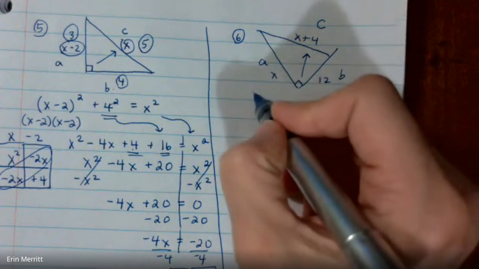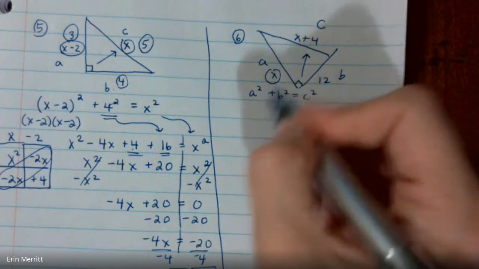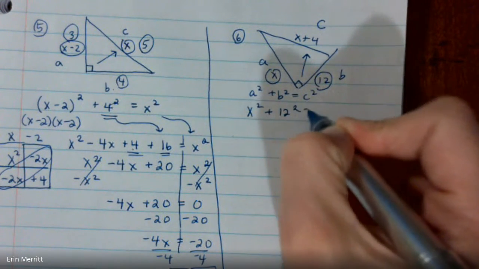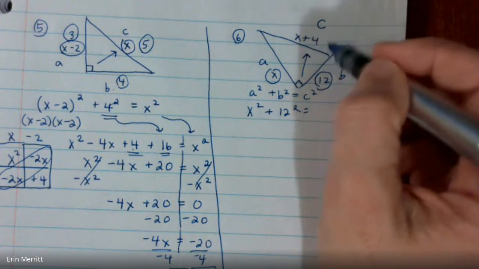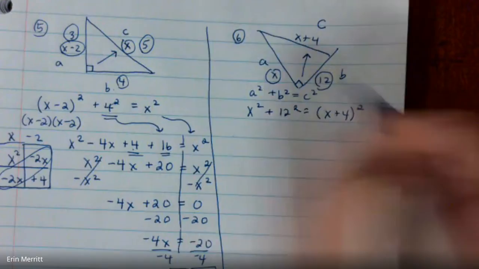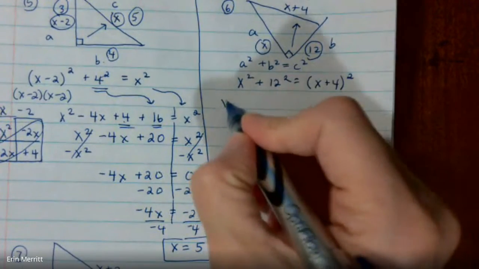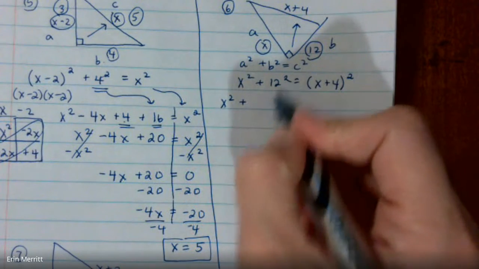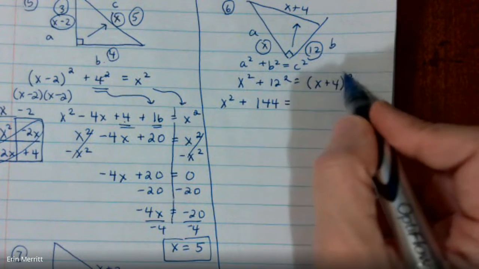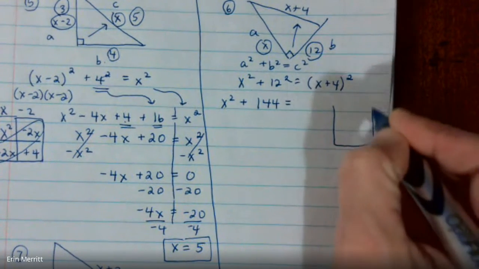All right, if we plug in to a squared plus b squared equals c squared, x is first, 12 goes next. And then because it's a binomial, put it in parentheses, x plus 4 squared. All right. This would just give us x squared. 12 squared is 144. X plus 4 squared. You know we have to do a little bit of work. So I'm going to make some space over here.